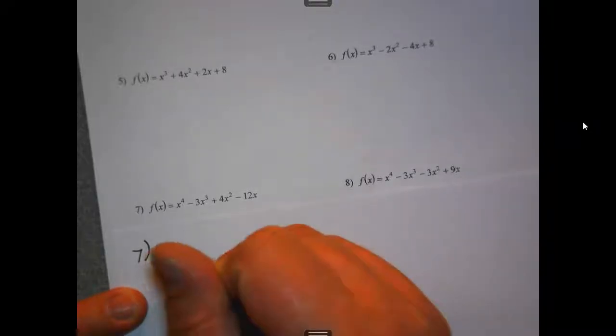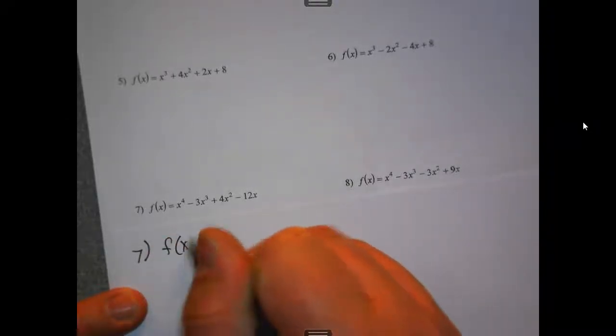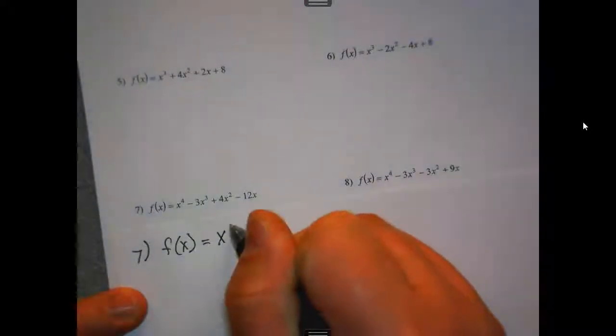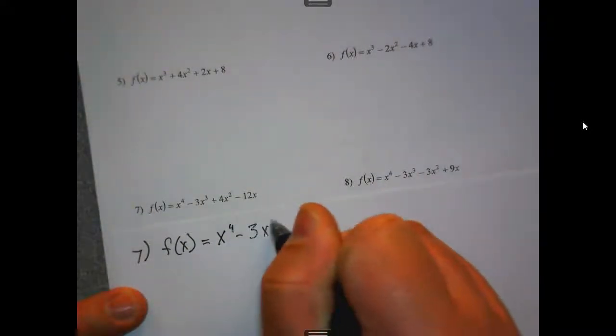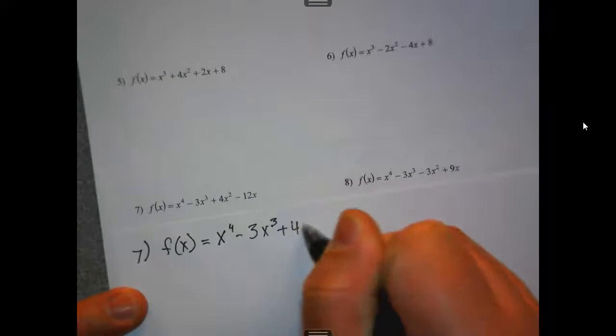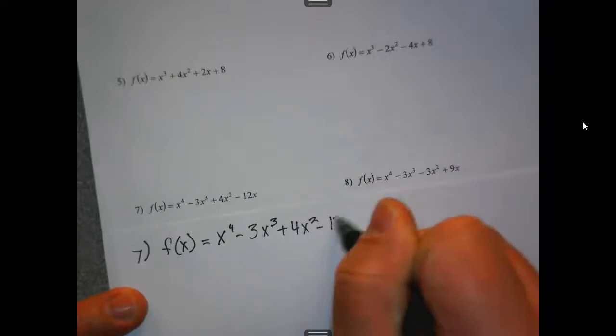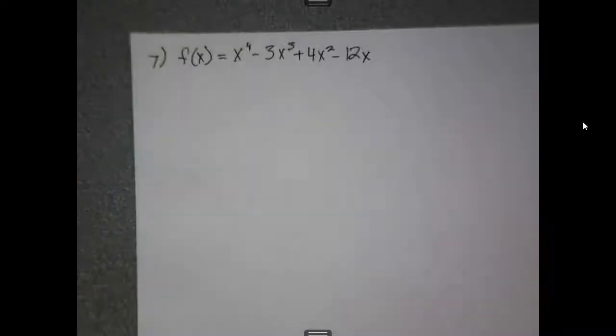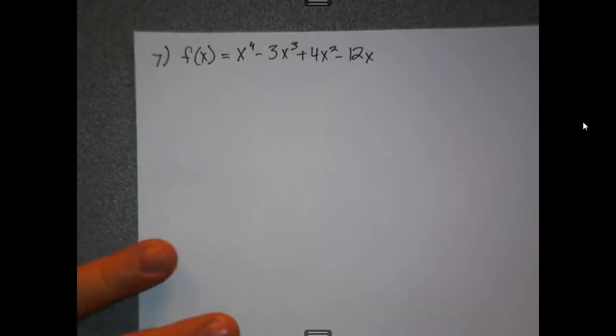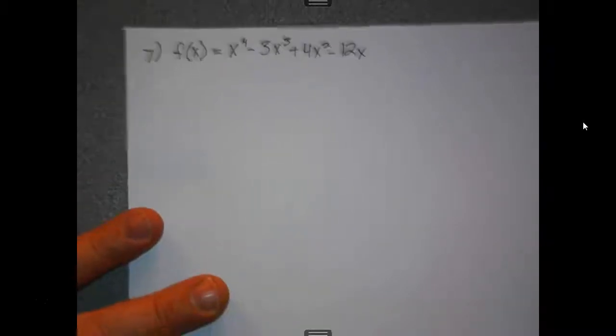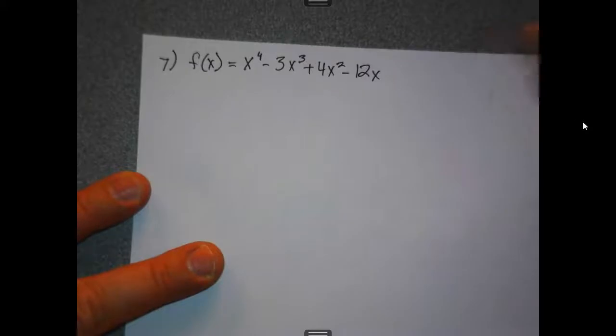7, f of x equals x to the 4th minus 3x cubed plus 4x squared minus 12x. Okay, how many zeros does this have? That's right, 4, because the highest degree is 4. So, what's the first step? We have to find 4 zeros.